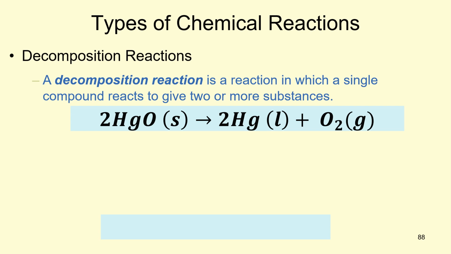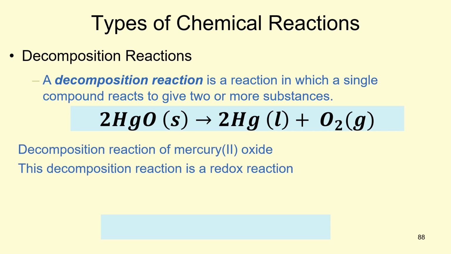Decomposition then is just the opposite. Decomposition is a reaction in which a single compound reacts to give 2 or more substances. All right, so here we have one reactant and it's breaking down into 2 or more products. This is the decomposition of mercury oxide. It's a redox reaction. I can go through again.